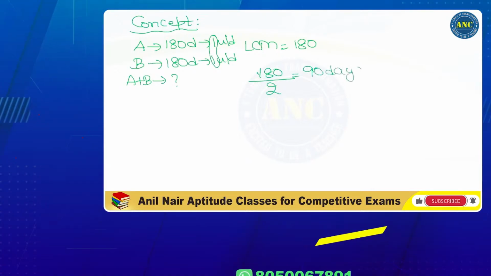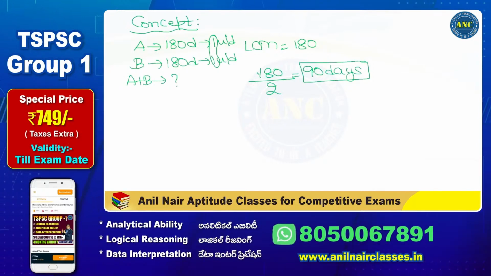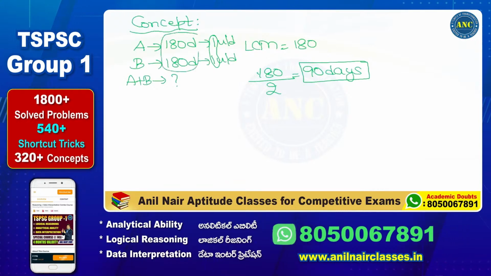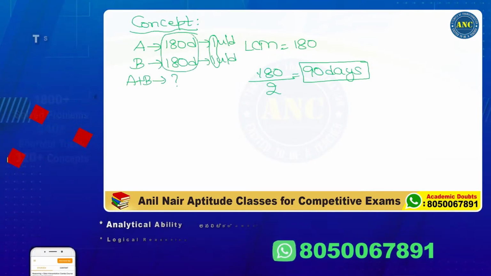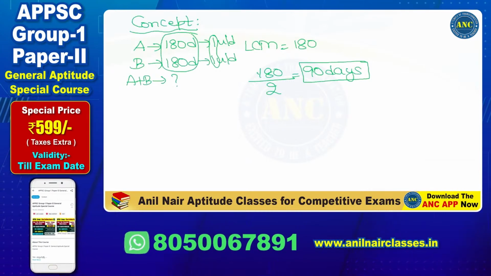So why am I taking this example? Very simple. I want to make it very simple for you. Can I say that if both people are working for the same number of days, that means their efficiency is also the same? That means their capacity is also the same. That's the reason you got it as 1 unit per day and 1 unit per day.